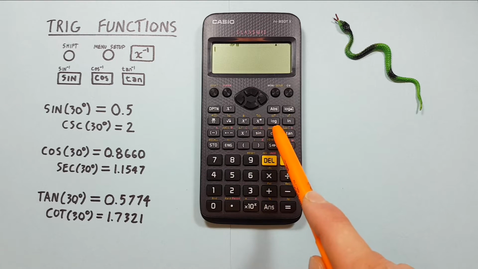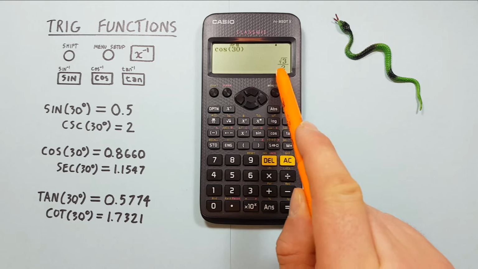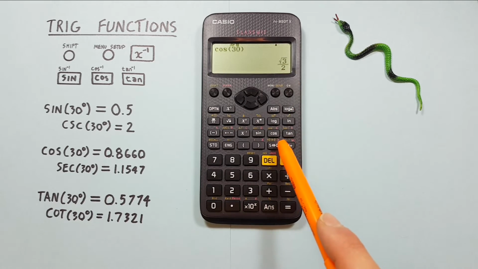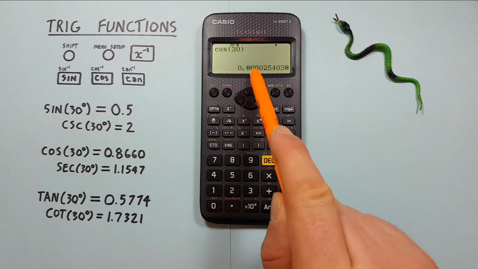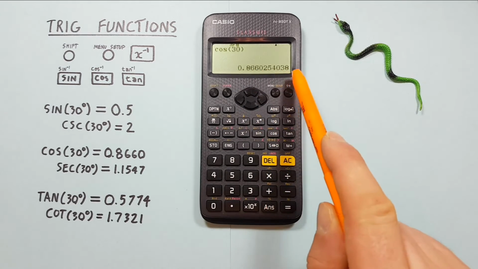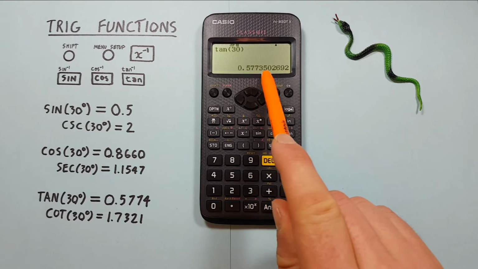Cosine of 30, we do the same way. Press cos, 30, and equals. We see we get a fraction, which again we can convert to a decimal if we want with the S to D key. There we go, 0.8660, etc. And tan of 30, we press tan, 30, equals, there we go, and again we can convert it and get 0.57735, etc.